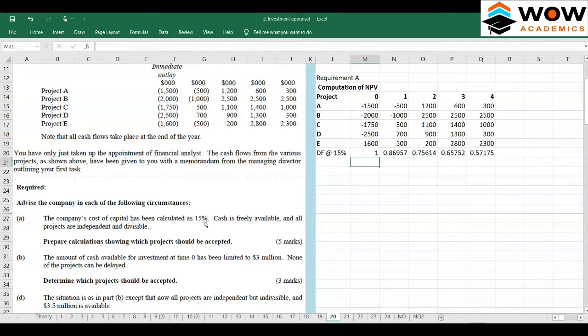Done. So we can work out the DCF, the discounted cash flow. How do we work it out? We'll take these projects and multiply the cash flow here by the discount factor here. Rather than multiplying it like that, we'll put it in directly.